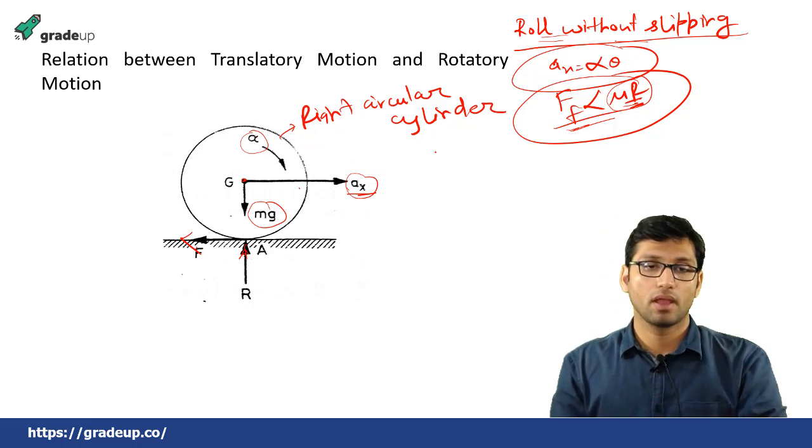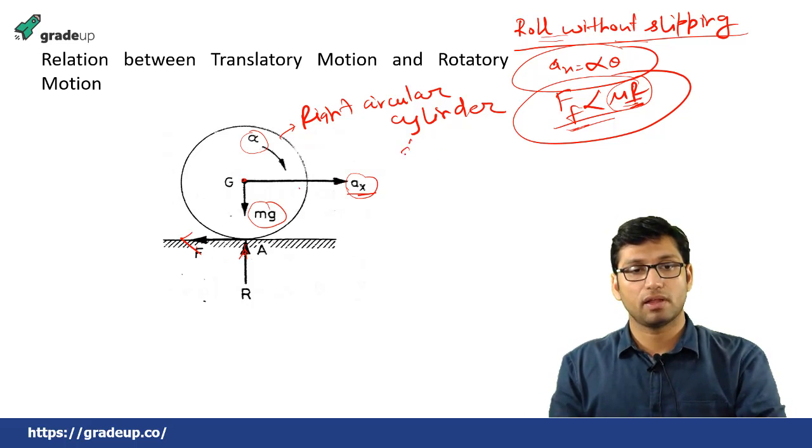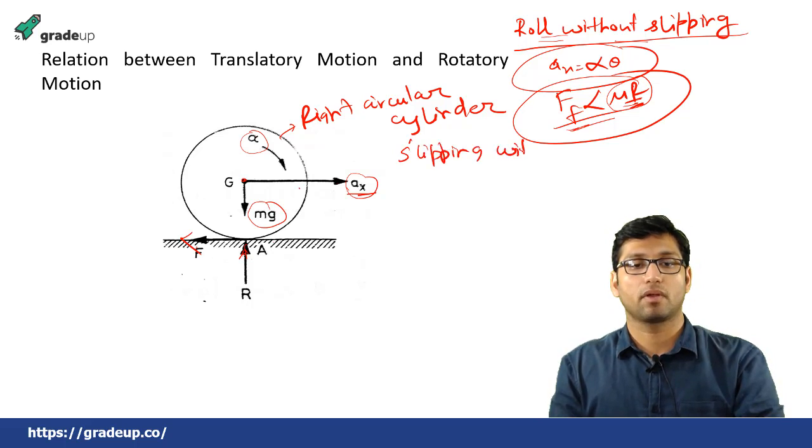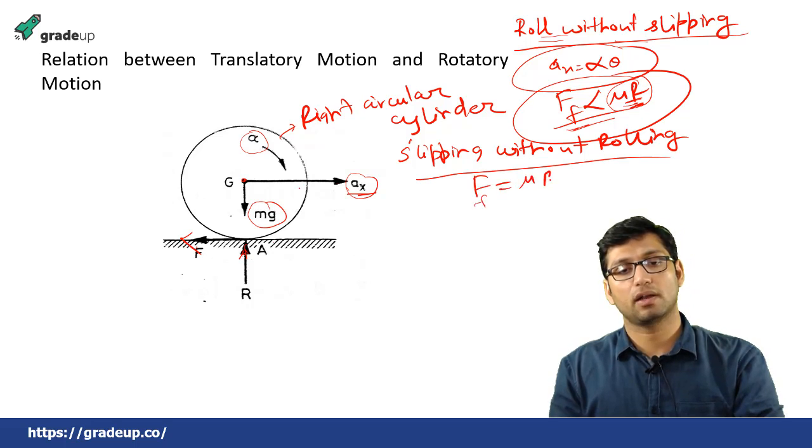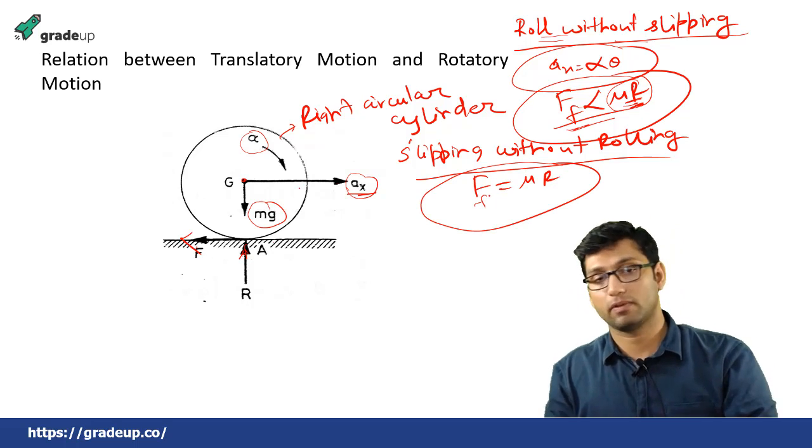Okay. Second case is that when the body will be slipping without rolling. In that case the friction force will be equal to mu into R. In this case the body will be slipping without rolling.